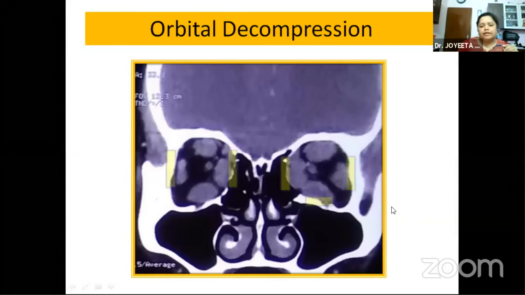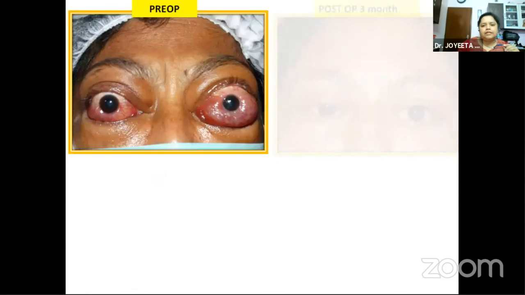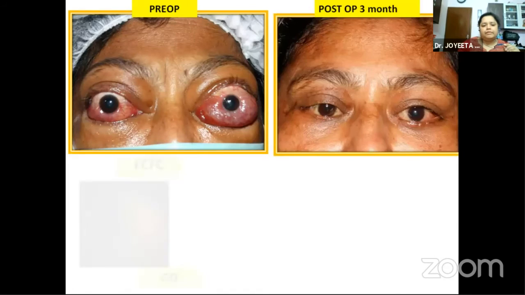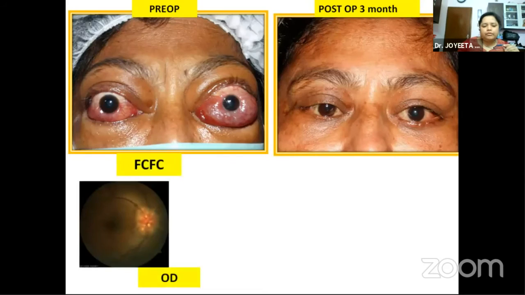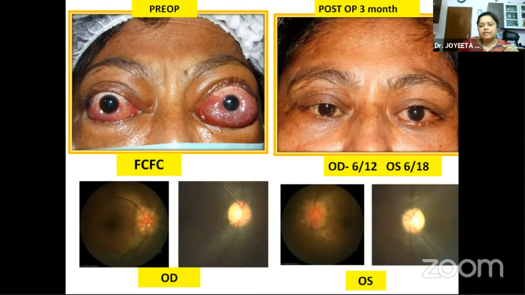So in the right eye 2-wall and in the left eye 3-wall decompression has been done, and this is the result after 3 months. The patient's vision improved from finger counting close to face to 6/12 in the right eye and 6/18 in the left eye after 3 months.